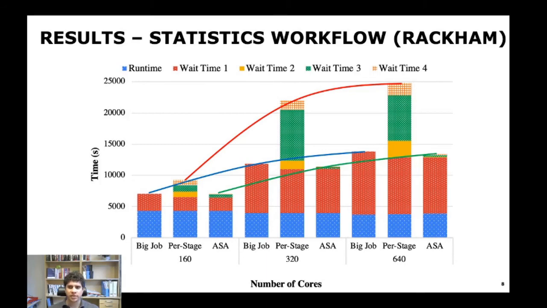Besides that, since ASA learns the behavior of the batch queue during all submissions and also dynamically at run time, it can improve its estimation very quickly.